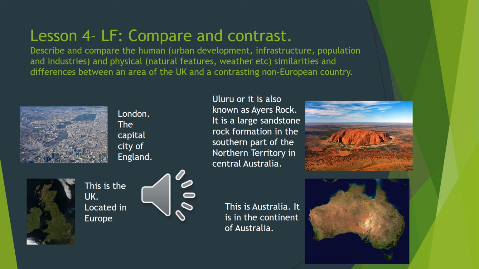Describe and compare the human and physical similarities and differences between an area of the UK and a contrasting non-European country. We're going to be looking at Australia, and in Australia there is Uluru, which is also known as Ayers Rock, and we're going to compare that to London, the capital city of England, which is in the UK and located in the continent of Europe.